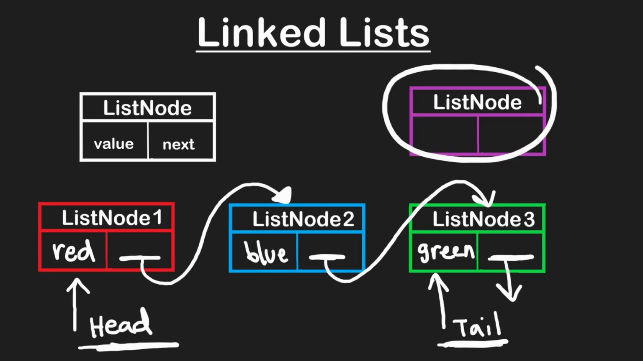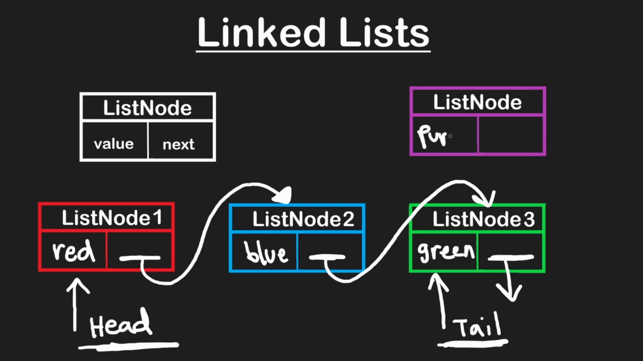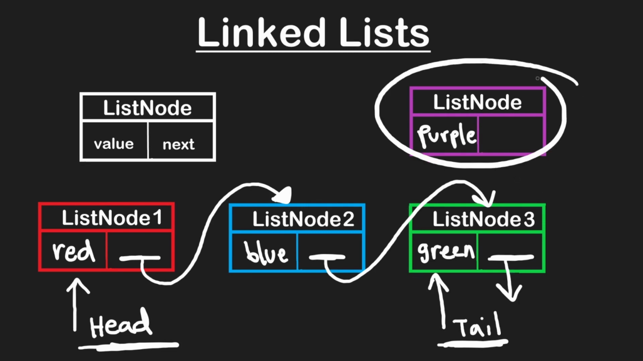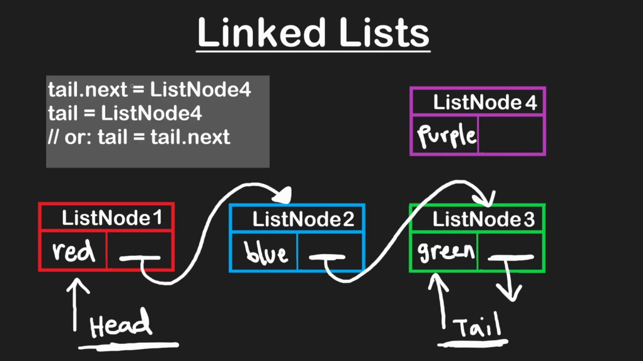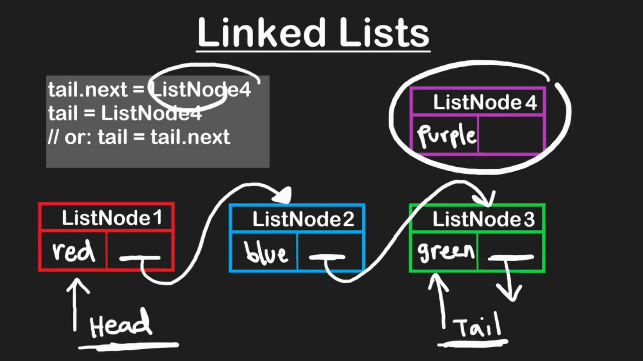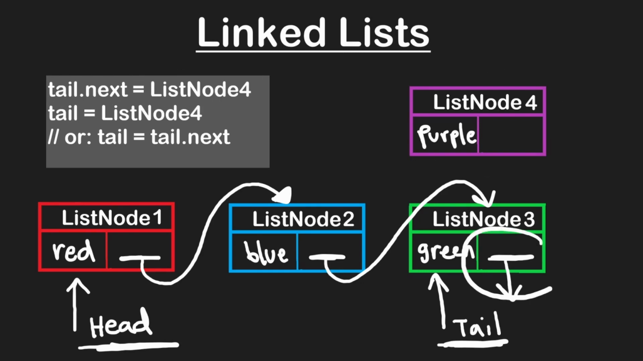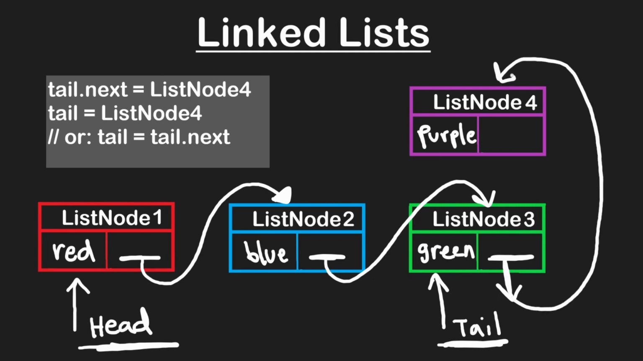And let's say we create a new node and its value is purple. Well, if we want to insert it at the end conveniently, we have a tail pointer at the end of our current linked list, and all we need to do to add this to our linked list is just connect the pointer. So we would simply take the tail.next pointer and set it to list node 4, which is our purple node. So that would look something like taking this pointer and then instead connecting it to this one.